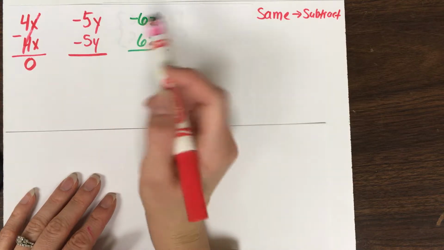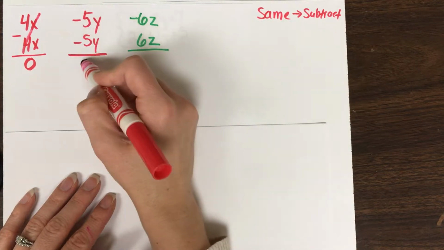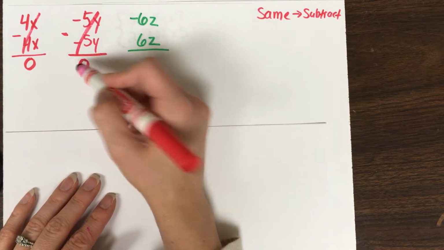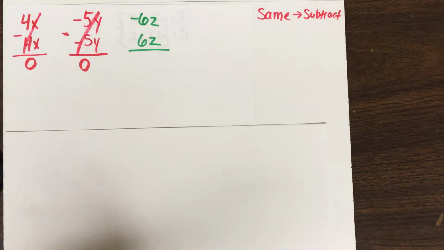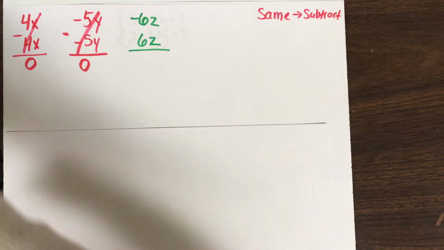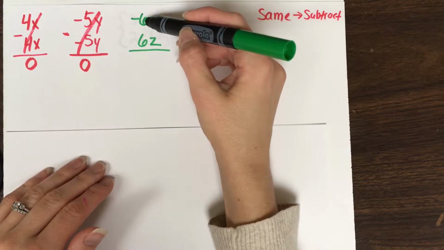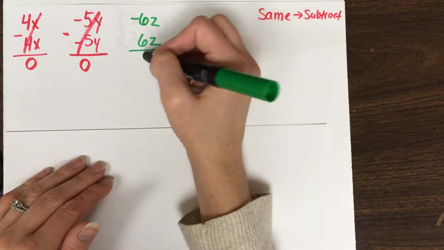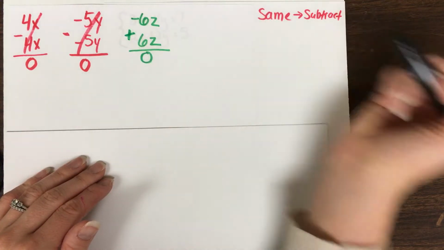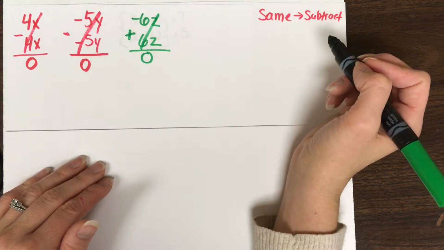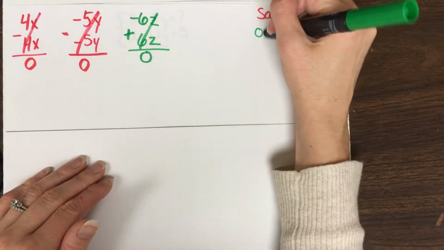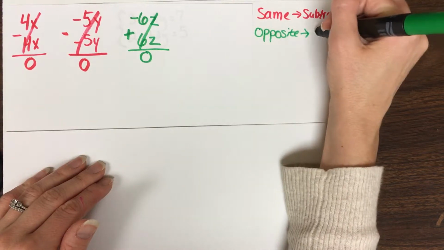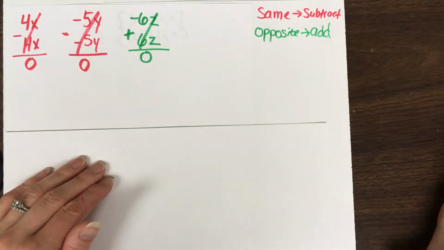Negative 5y, negative 5y, those are again same numbers, so to make it equal 0, I'm going to subtract them. Negative 5y minus negative 5y, goodbye, that equals 0. Negative 6z and a positive 6z, these are opposites, meaning they're the same number, but one is negative and one is positive. So if these are opposites, to make them equal 0, what we end up doing is adding them together, they cancel, and that equals 0. So when we have numbers that are opposite, to make that equal 0, we add them together.